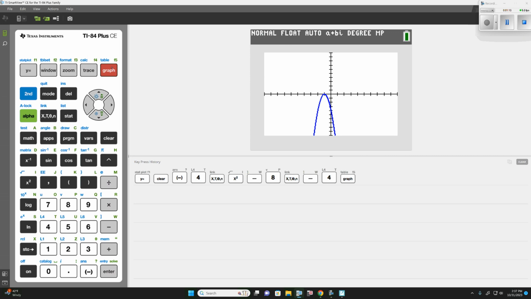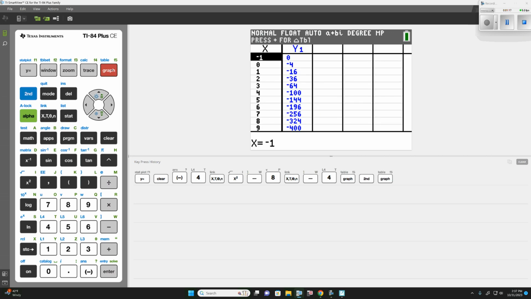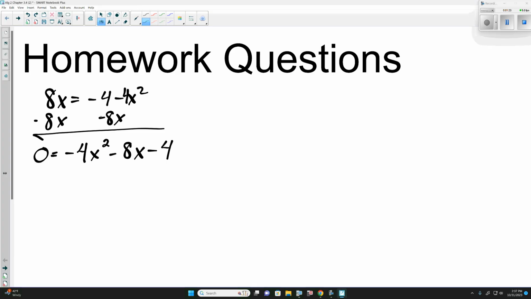So it intersects the x-axis at exactly 1 point. And that point is negative 1. X equals negative 1. There's actually 2 spots. It would be negative 1 and negative 1, but we can just say negative 1.